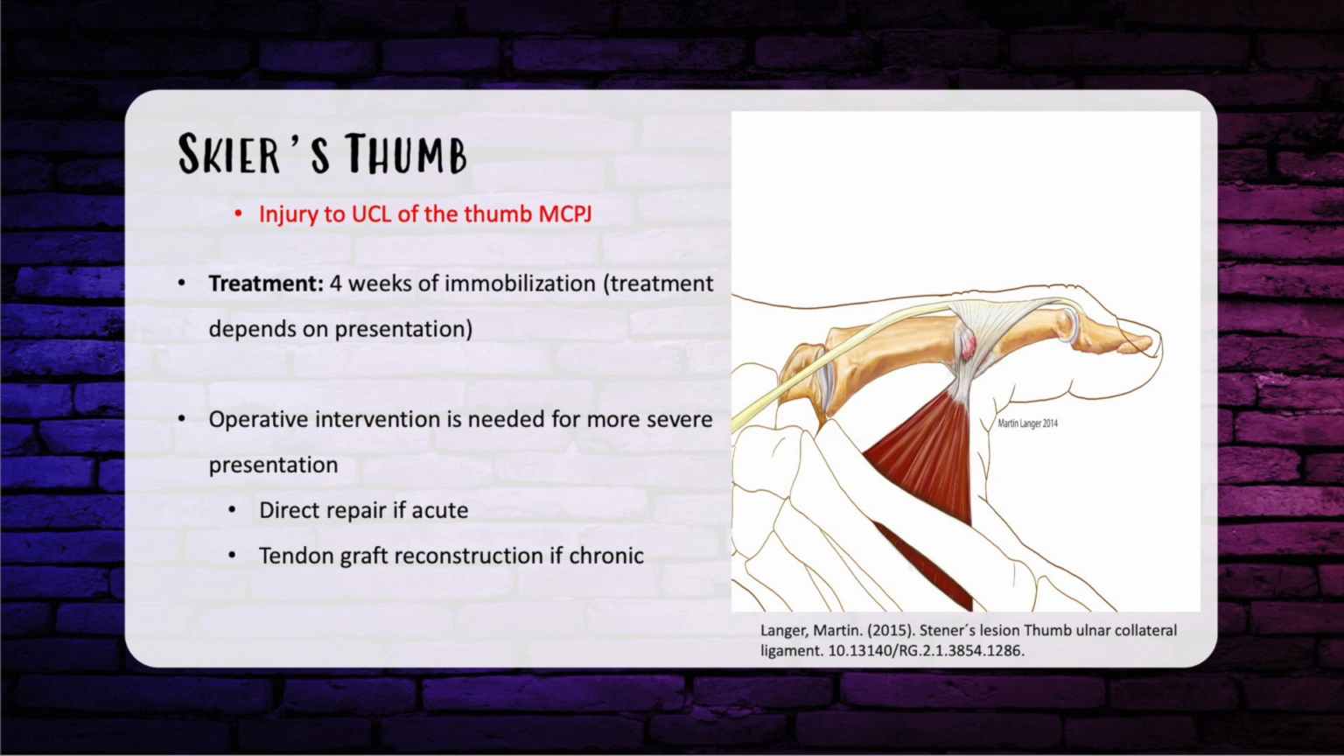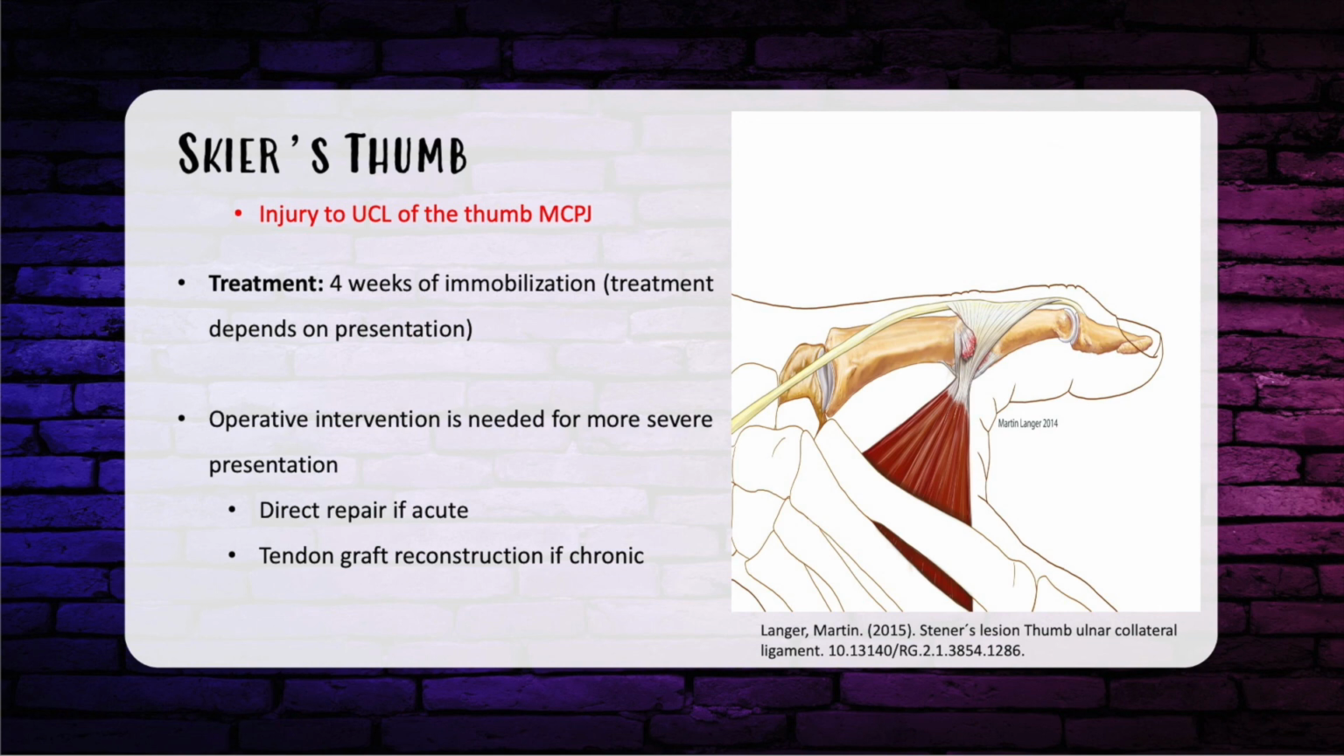I'm just kidding. Skier's thumb is injury to the ulnar collateral ligament of the thumb at the MCP joint. Typically, ulnar collateral ligament tear can present with pain, weak thumb pinch, and instability of the thumb during abduction. This can be treated with 4 weeks of immobilization if the injury is not bad, meaning there's limited instability, less than 30 to 35 degrees under load, or less than 10 to 15 degree difference from the contralateral ulnar collateral ligament under load. Treatment depends on presentation.